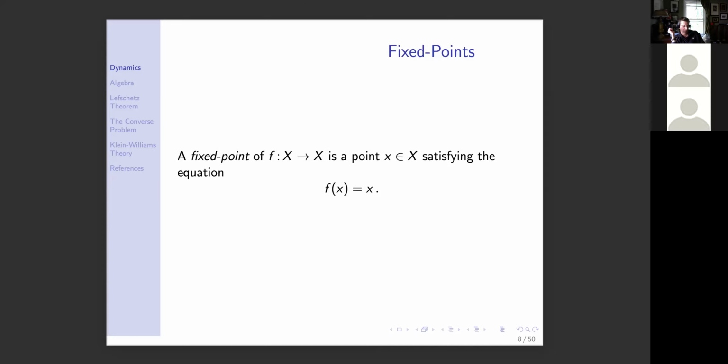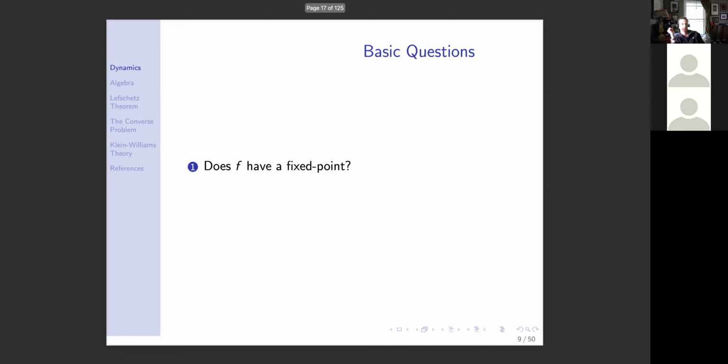One of the important concepts in discrete dynamics is to study stationary points. A stationary point is also called a fixed point. It's a point x in the space X satisfying f of x is equal to x. f does not change x. So that's what a fixed point is. And the basic questions about fixed points are, does this given self-map have a fixed point? And if so, how many fixed points are there?